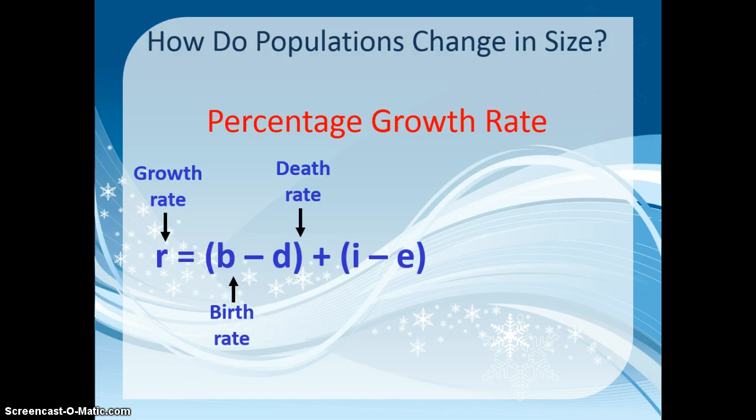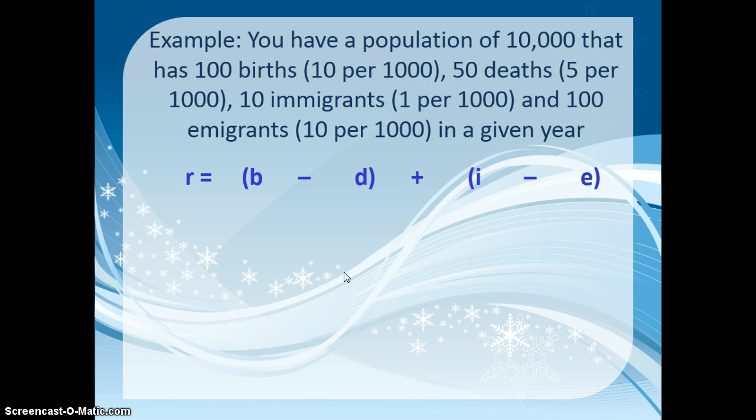You look at the birth rate and the death rate, get the difference between the two, and you also look at immigration and emigration to see how the population is changing. And that will give you the percentage growth rate for a given period of time. Now that period of time is going to vary. It's going to be based on whatever period of time you collected this information for. So let's do an example to show you how you'd use this.